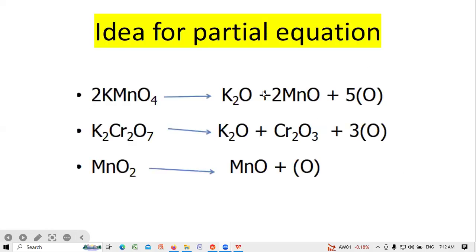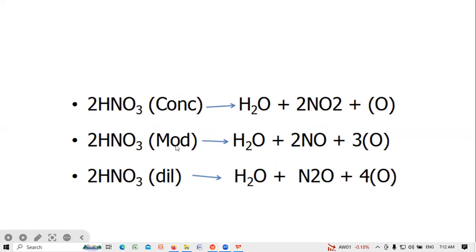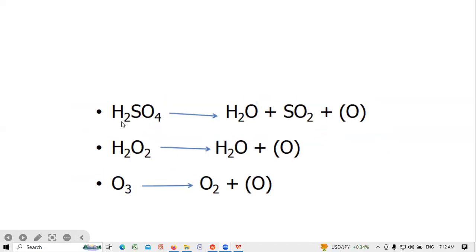Idea for partial equations: potassium permanganate breaks down into potassium oxide, manganese oxide, and nascent oxygen. Similarly, potassium dichromate breaks down into potassium oxide, chromic oxide, and nascent oxygen. Nitric acid, under different conditions, concentrated, moderate, and dilute, gives in all cases water and nascent oxygen, but in the case of concentrated, nitrogen dioxide, moderate, nitric oxide, and dilute, nitrous oxide. You remember this. Sulfuric acid breaks down into water, sulfur dioxide, and nascent oxygen. Hydrogen peroxide produces water and nascent oxygen. Ozone produces oxygen and nascent oxygen.